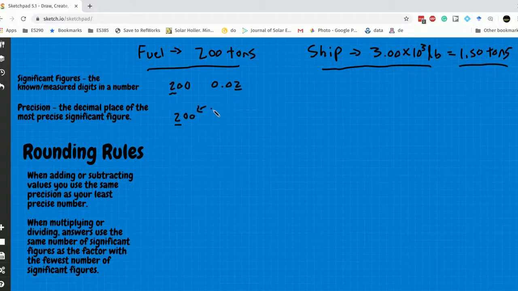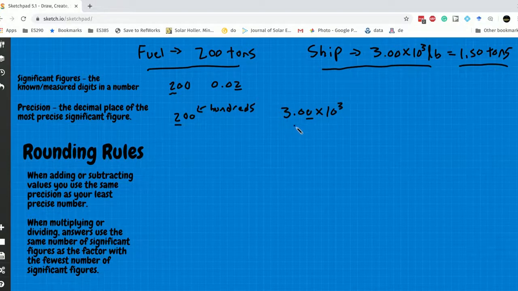Let's take a look at our 3,000 pounds written in scientific notation. Because it's written in scientific notation, we can see right away that there are three significant figures. And our most precise significant figure is the 0 listed on the right-hand side. Now you might be tempted to say that our precision here is in the hundredths place because our 0 is located 2 spots to the right of our decimal point. But this actually isn't the full story because our number is being multiplied by 10 to the third. So we need to take this into account before we determine the precision of this number.